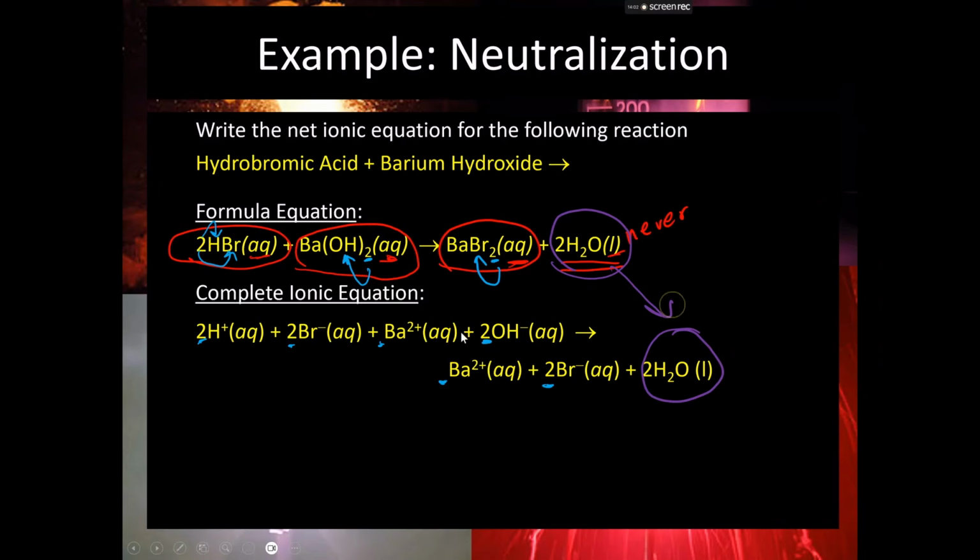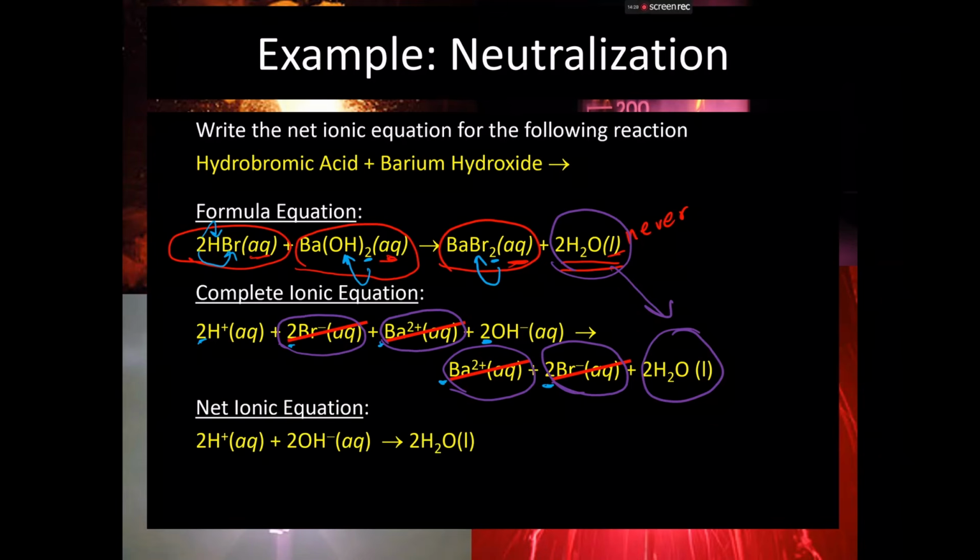And then once we have that, for our net ionic equation, we are going to cancel out anything that's identical on both sides, which in this case is going to be the Br minus, 2Br minus aqueous on both sides, so that gets canceled, and the Ba2 plus, which is Ba2 plus aqueous on both sides. So both of those are going to get canceled. The hydroxide ions and the hydrogen ions do not get canceled.